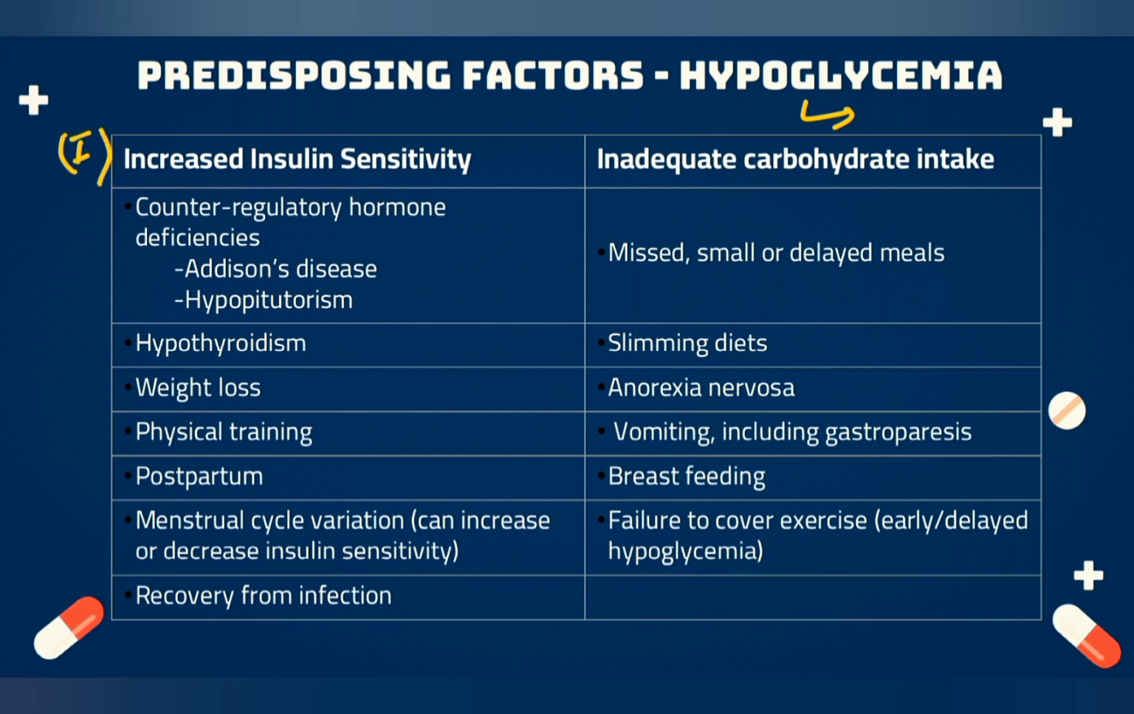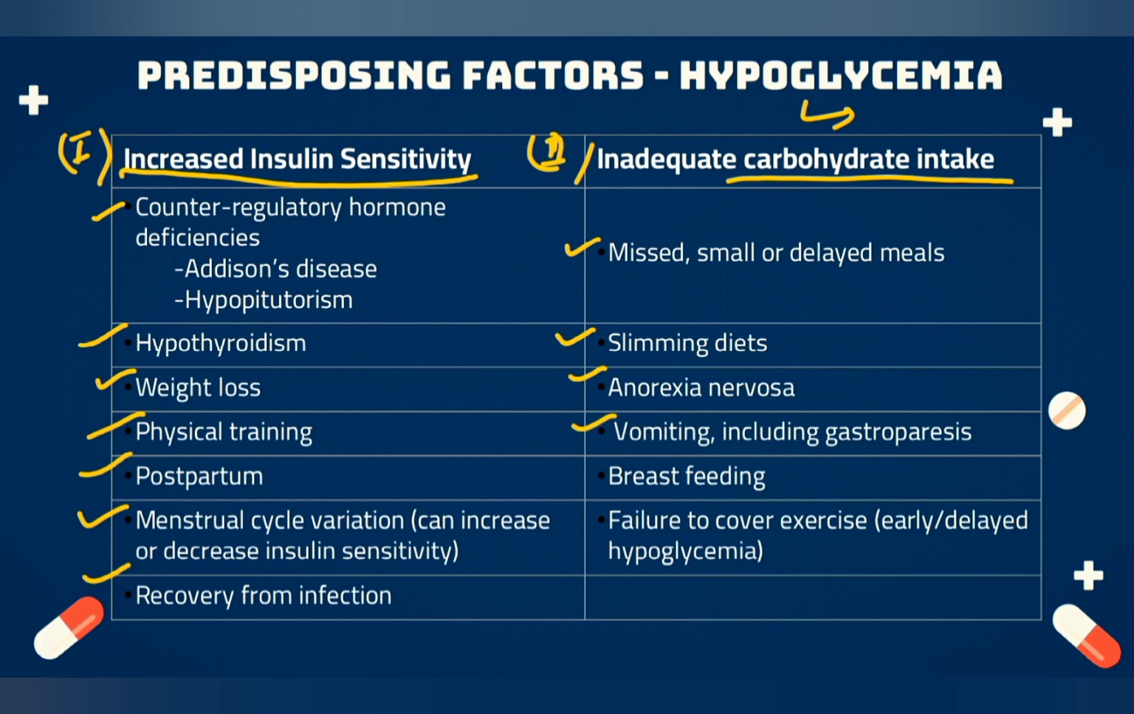The first category is when there is an increase in the sensitivity to insulin, and the second category is when there is inadequate carbohydrate intake. So these are some conditions when there is increased sensitivity to insulin in that person, which ultimately leads to hypoglycemia. And these are some conditions when there is inadequate intake of carbohydrate in such a person, which also ultimately leads to a hypoglycemia-like condition.